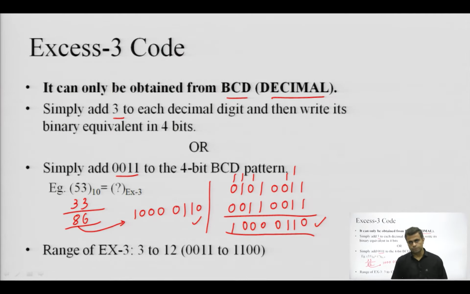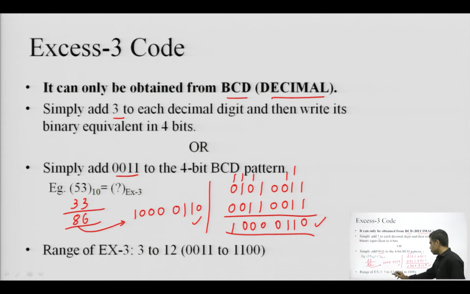Just like in BCD, we had mentioned the range of a BCD number as 0 to 9. Similarly, for excess-3, that range can be defined. The minimum excess-3 number will be obtained from 0 by adding 3 to it. That means the minimum excess-3 number is 3 and the maximum number in decimal is 9. So, adding 3 to 9 becomes 12. That means the maximum excess-3 number can be 12.